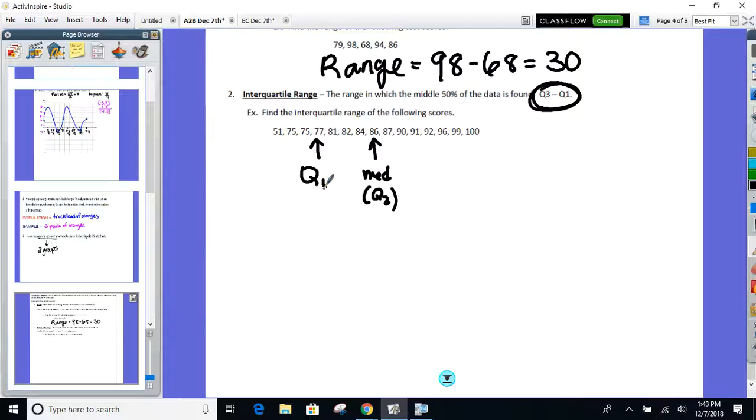And that would be 92 for quartile 3. So everyone see, I've broken it up into 4 groups: 1, 2, 3, 4. And then how do I find the interquartile range? I like to abbreviate that IQR. 92, the upper quartile or the third quartile, minus quartile 1, 77.